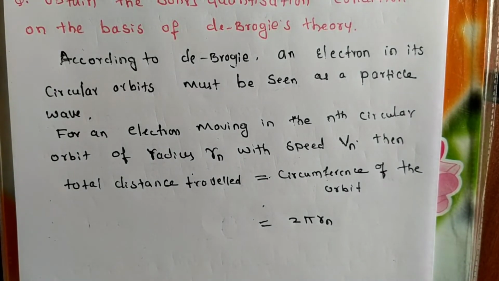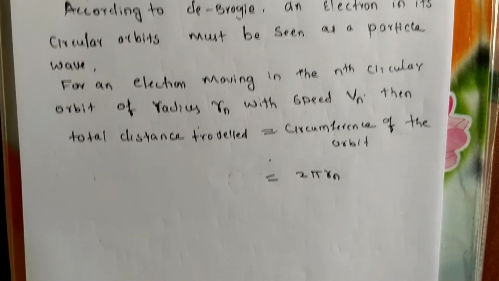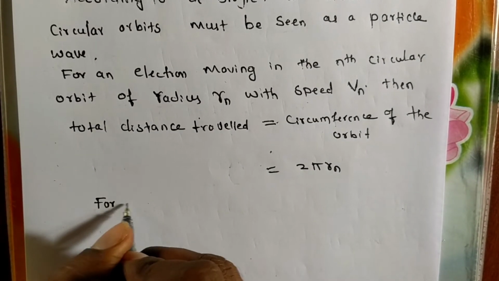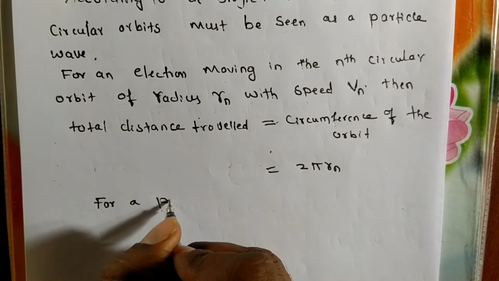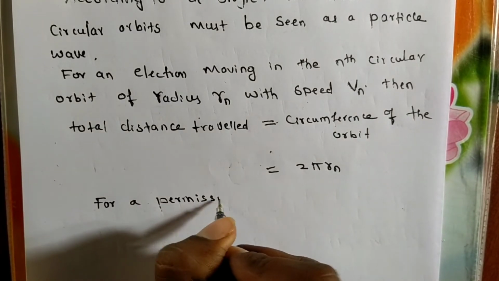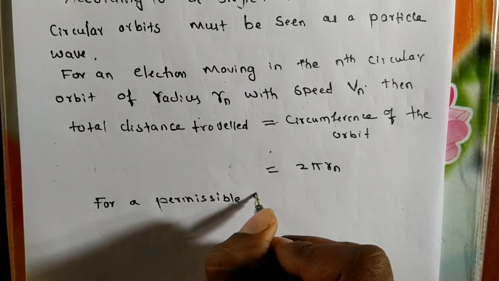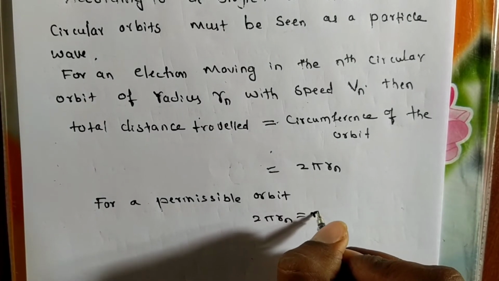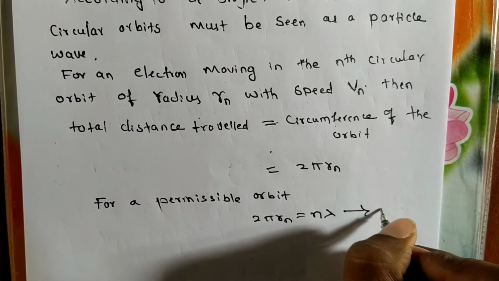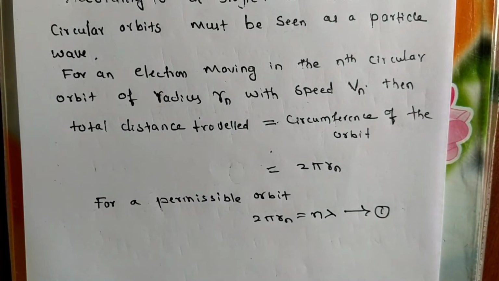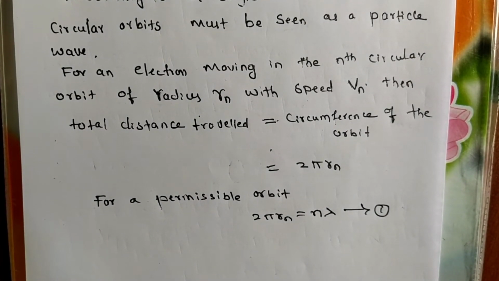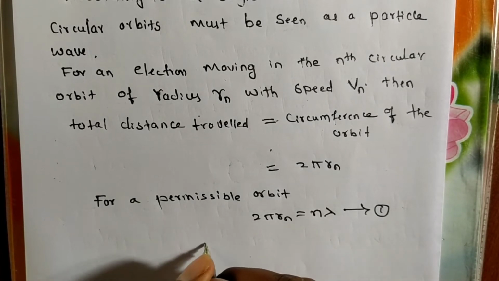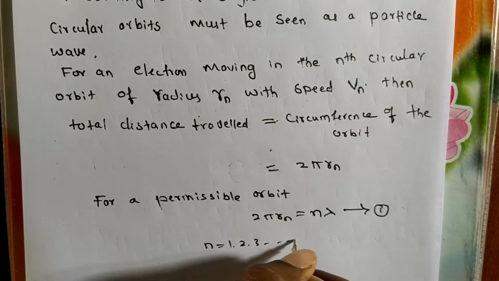Then, for a permissible orbit, for a given orbit, 2 pi rn is equal to n into lambda. This is equation number 1. Then by using the de Broglie wavelength, in the place of lambda we have to substitute h divided by m into v. Here n is equal to 1, 2, 3, and so on.